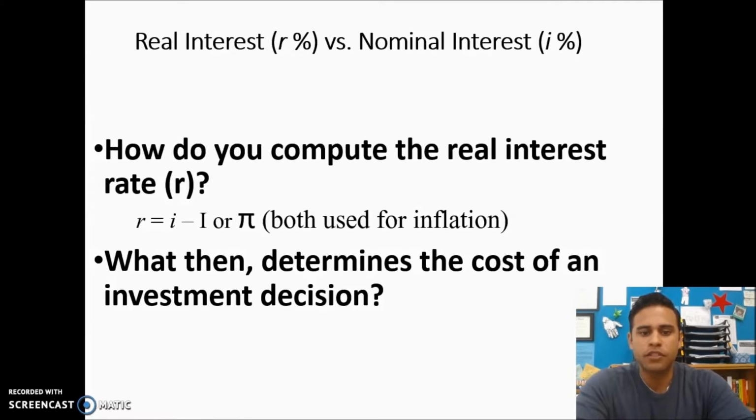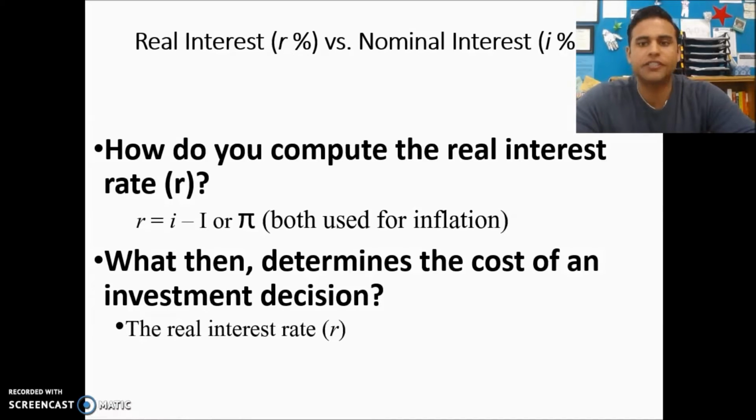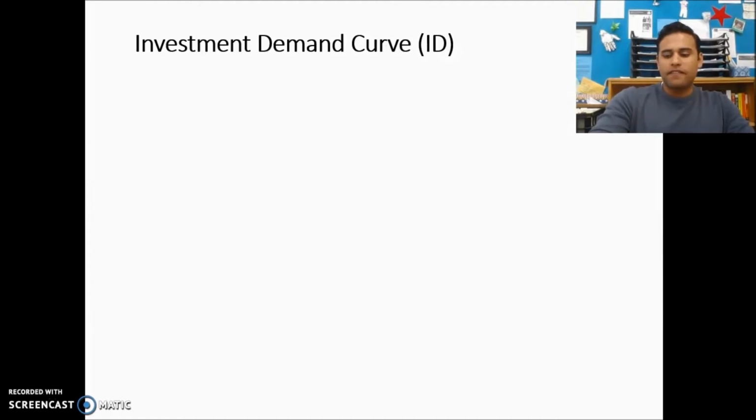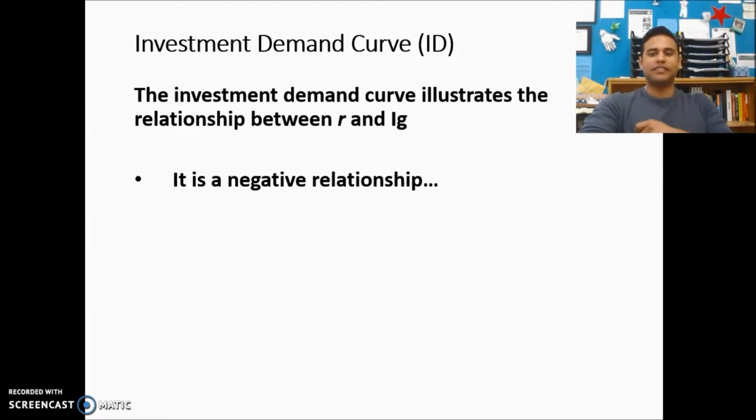Okay? So, let me get myself out of the way and look at this last question. What determines the cost of an investment? The real interest rate. That is how much you really pay. We don't want to include inflation and what that does to our costs. We want to just talk about real interest rates. So that brings us to the investment demand curve itself. The investment demand curve is illustrated by showing the relationship between real interest rates and gross private investment. Okay, real interest rates and gross private investment. And it's a negative relationship.